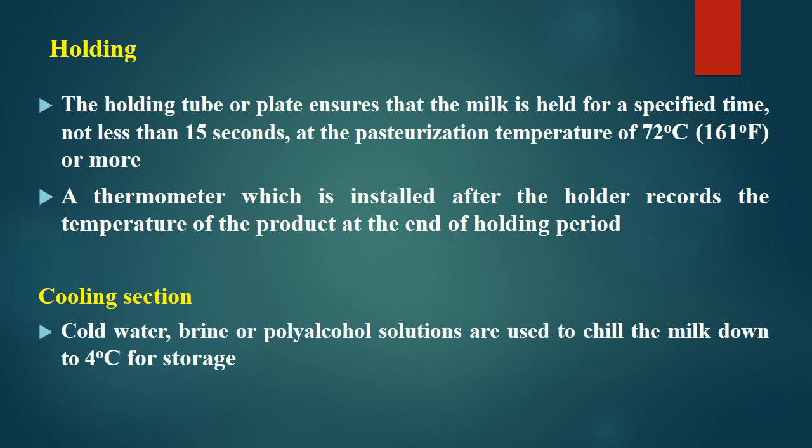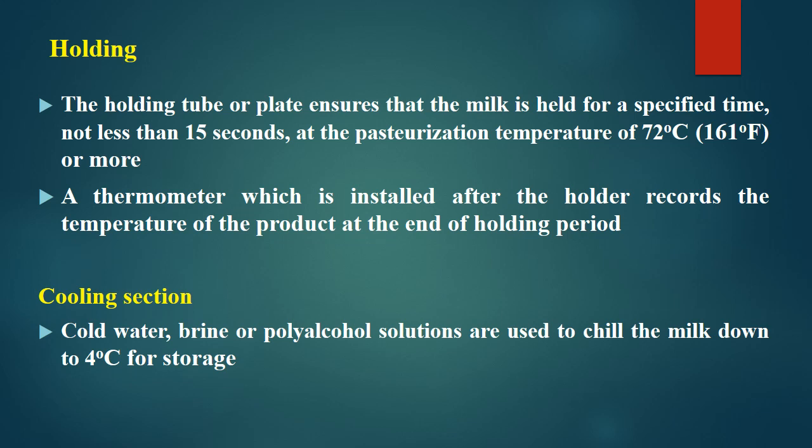So this is sensor based, and whenever this temperature goes down, it will be reflected in the control panel. The last section in this plate heat exchanger is the cooling section, where milk has to be cooled at the earliest possible to 4 to 5 degrees Celsius. So here the cold water or brine or polyalcohol solutions are used as the cooling medium.